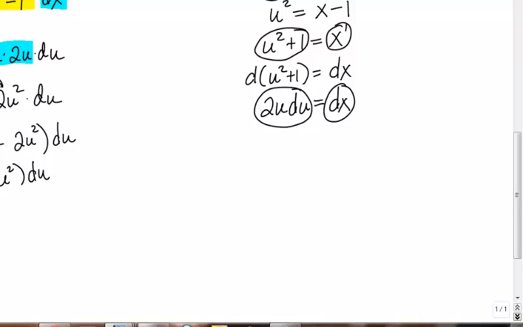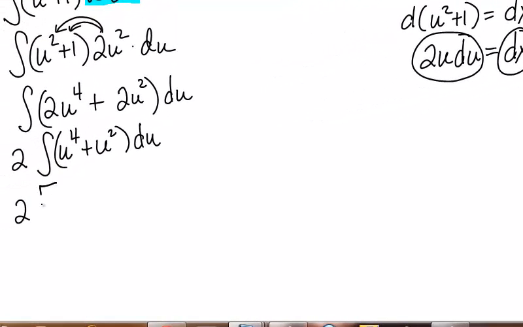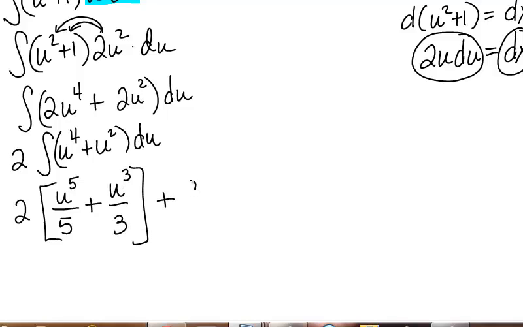Now you're going to do the antiderivative. Add 1 to the exponent, so that'd be u to the 5th divided by 5, plus add 1 to the exponent, u to the 3rd divided by 3, and then plus c.